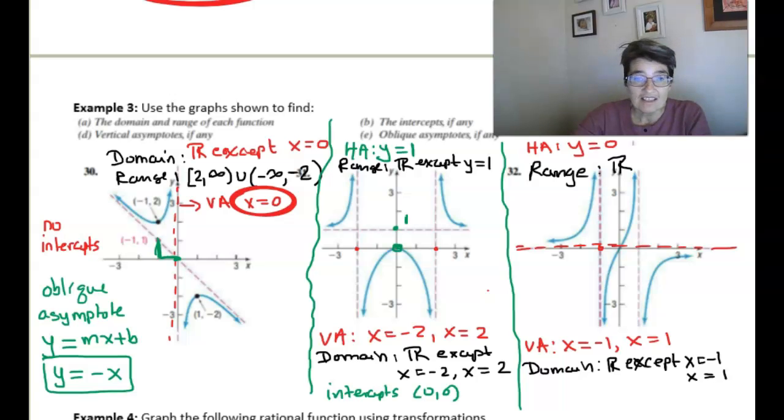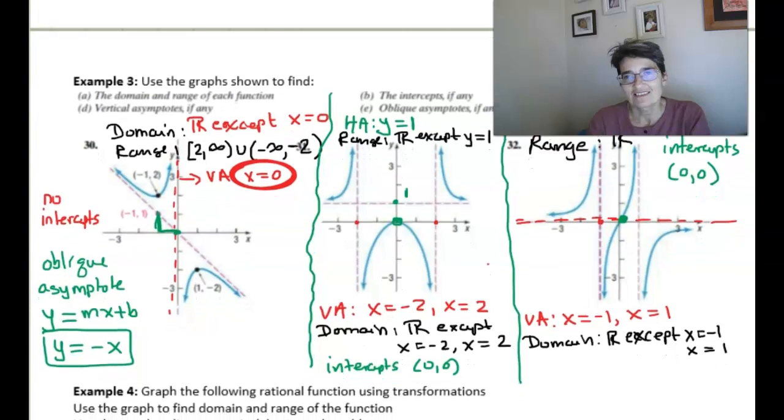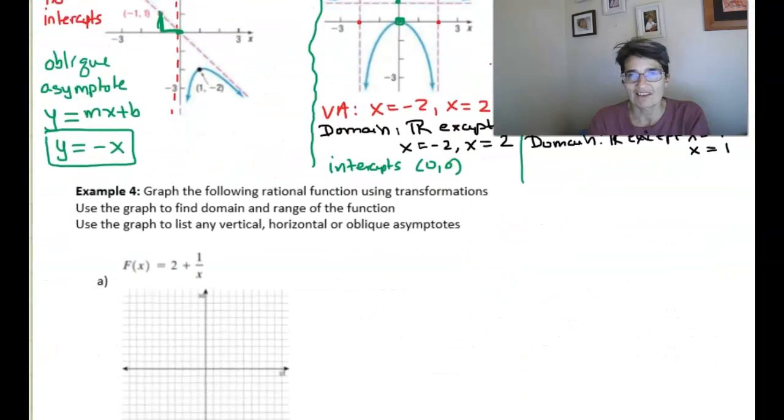Okay, let's see, there is one x-intercept here and a y-intercept. So the intercepts are at 0, 0. All right, good. So we can start familiarizing ourselves with rational functions, what they look like, identifying asymptotes, and domain and range and good stuff like that.